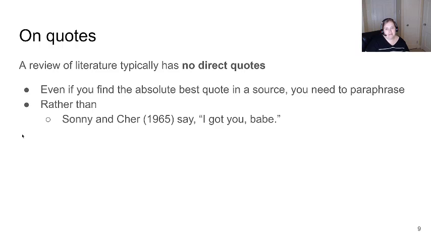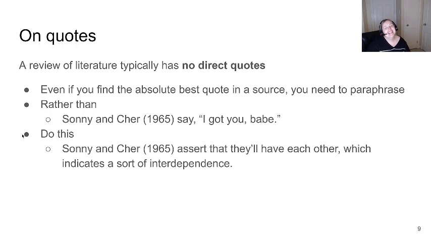So rather than, for example, Sonny and Cher 1965 say, "I got you, babe," you would do something like this. Sonny and Cher 1965 assert that they'll have each other, which indicates a sort of interdependence. Notice, besides the fact that this is ridiculous, and I realize that, or I'm at least very self-amused, in which case I apologize, but you'll notice that when I directly quote, it's up to the audience to figure out why it matters. When you paraphrase, you're giving an interpretation. You are telling the audience, this is why we care, right?